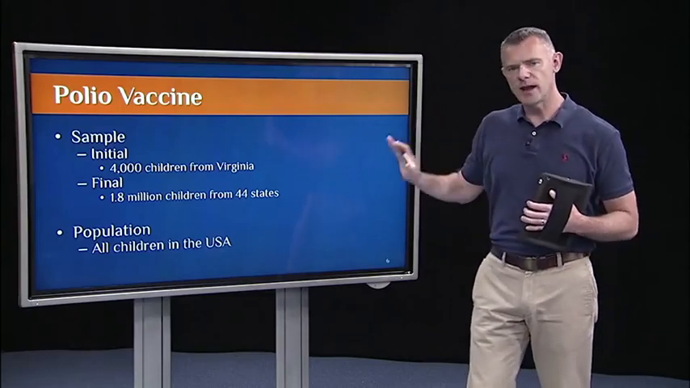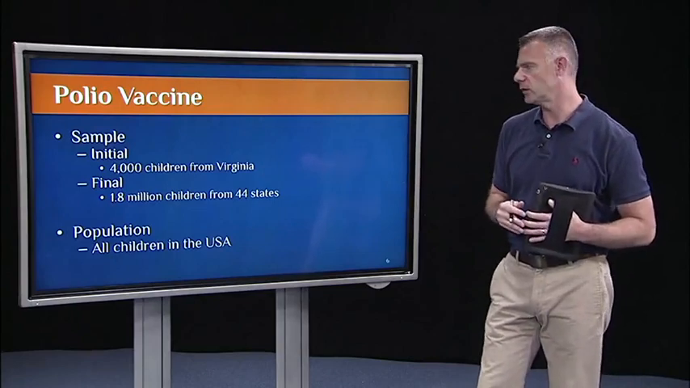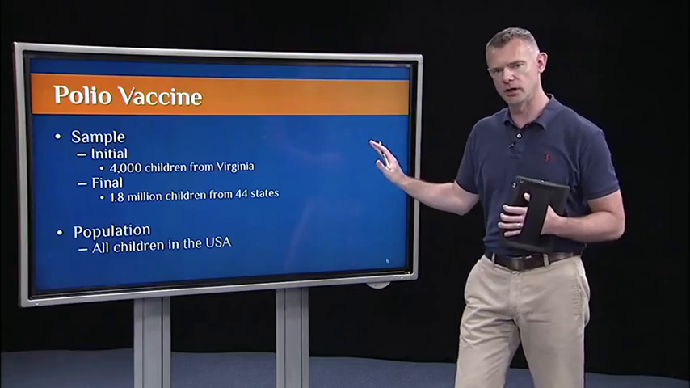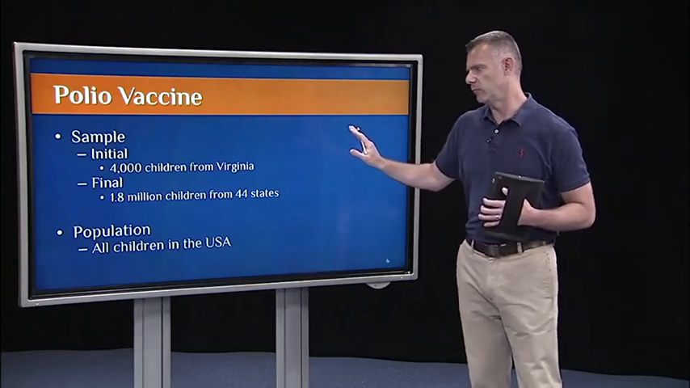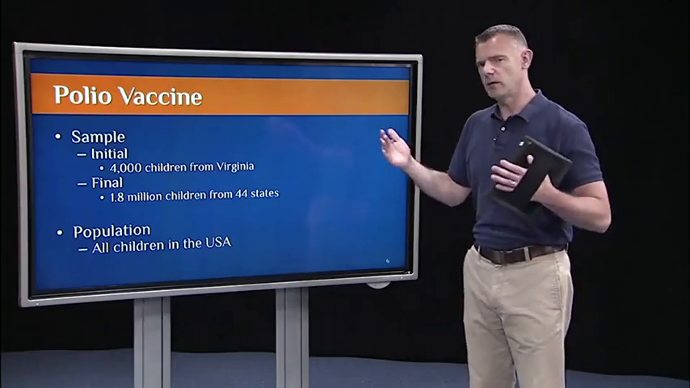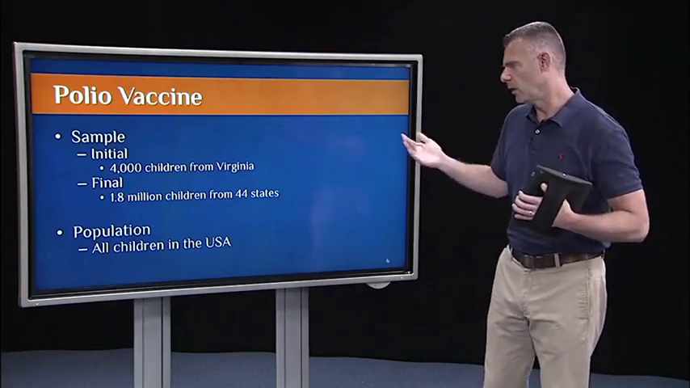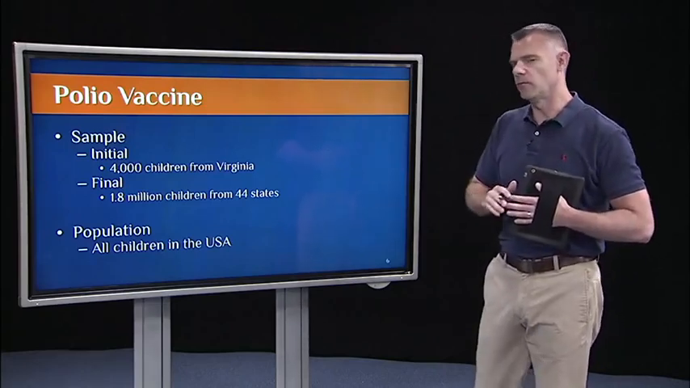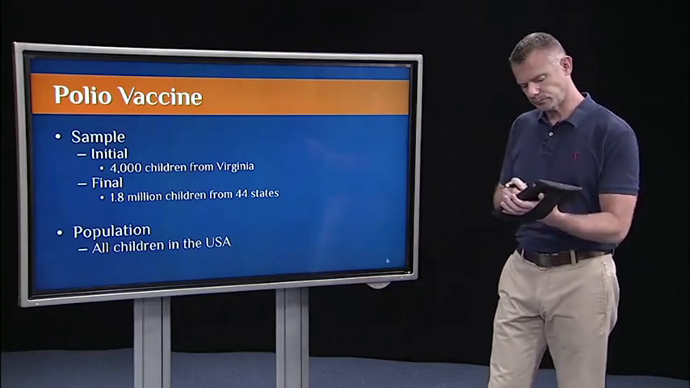The sample, of course, he couldn't get his hands on all children in the US, so the sample initially was just 4,000 children from the state of Virginia. That turned out to be a pretty promising result from that first sample, so the US government funded the research further and they expanded the sample ultimately to include 1.8 million children from 44 of the 50 United States.